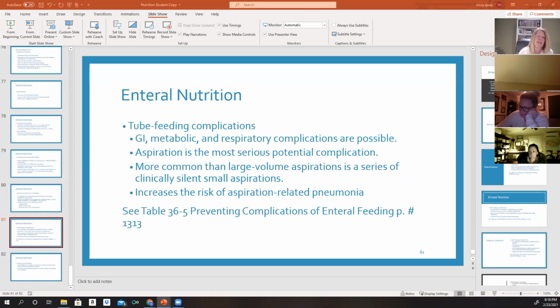You see these complications are more common with large volume aspirations. And it is a series of clinically silent small aspirations. So with silent aspirations, that can be where your patients are not coughing at all. This increases the risk of aspiration-related pneumonia because that fluid's going to sit in there. Any kind of fluid in a warm, dark area is the perfect breeding ground for bacteria, which can turn into pneumonia.